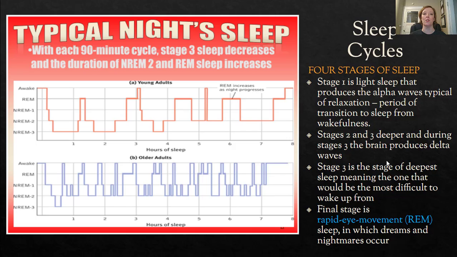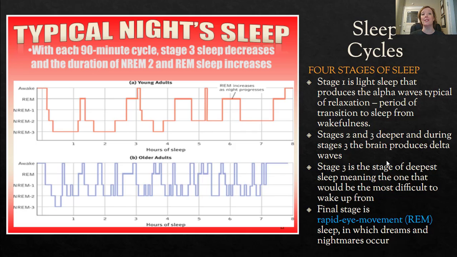Now let's talk more specifically about our sleep cycles. There are four stages of sleep. Stage one is the light sleep that produces alpha waves that are typical of being in a very relaxed state. This is kind of like our transition into sleep. We are still able to be aroused. We're still able to be awakened very easily during stage one sleep, but we may think that we've actually fallen asleep already. So this is stage one. Stage one is alpha waves.